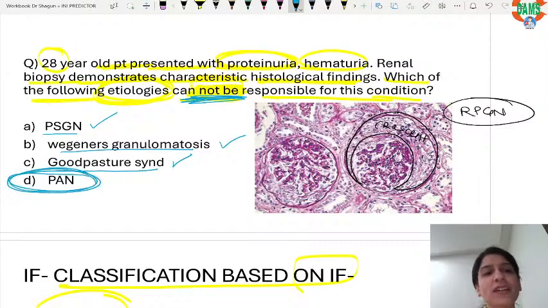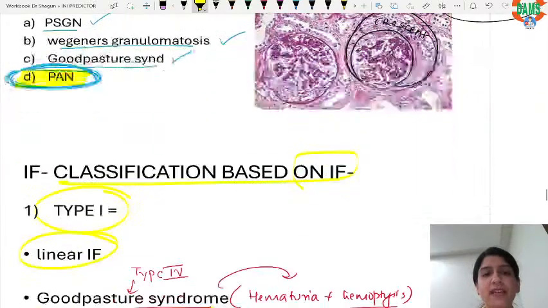PAN is not an etiology. PAN is not a cause of RPGN. Microscopic polyangiitis is, but polyarteritis nodosa is not. So the correct answer is going to be option D here. Clear to everyone? Yes, very good.